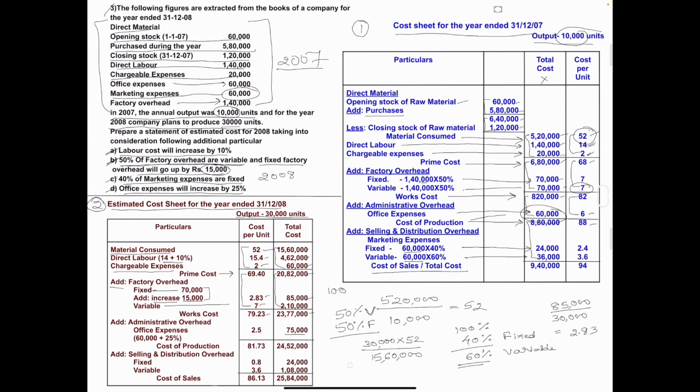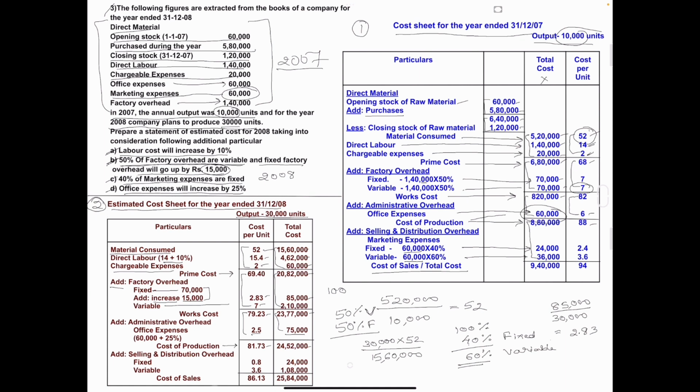Now we have to calculate cost per unit. For that, 75,000 divided by 30,000, you will get 2.5. Add these two: 79.23 plus 2.5, total 81.73. Here 23,77,000 plus 75,000, total 24,52,000. This is called cost of production.